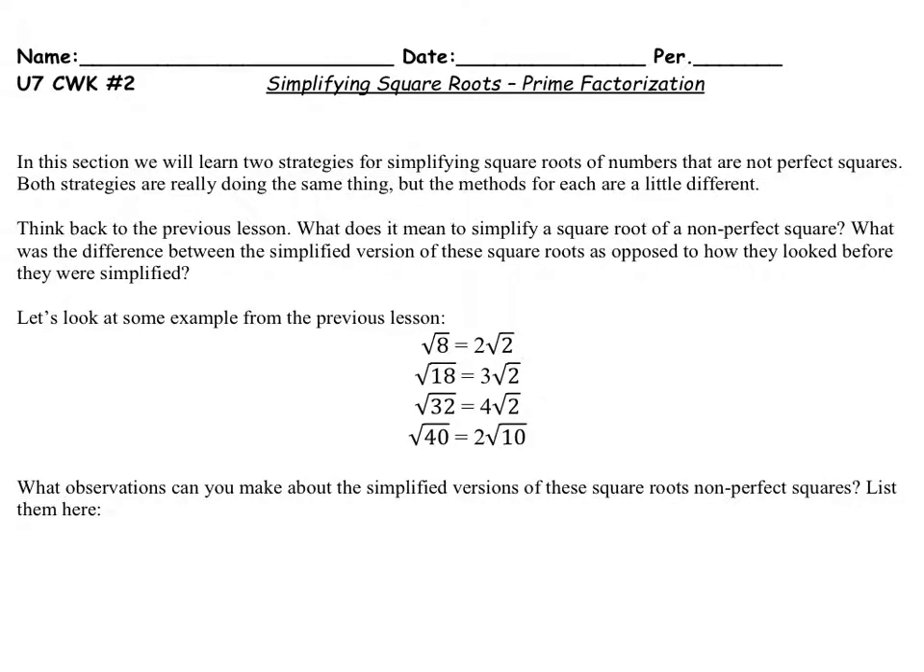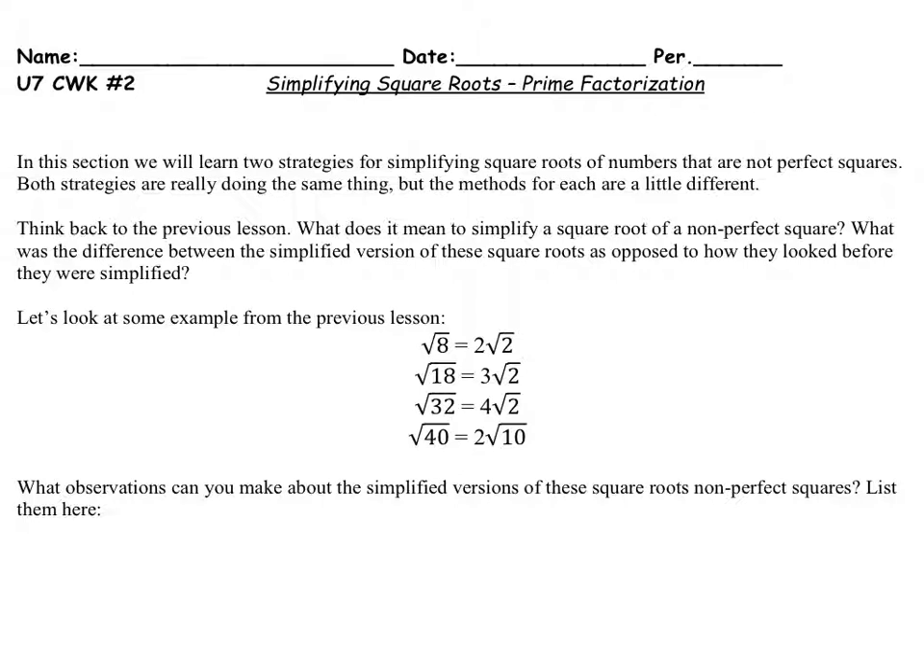Alright, Unit 7, number 2. In this section we will learn two strategies for simplifying square roots of numbers that are not perfect squares. Both strategies are really doing the same thing, but the methods look a little bit different, so you get to choose based on preference. Think back to the previous lesson.